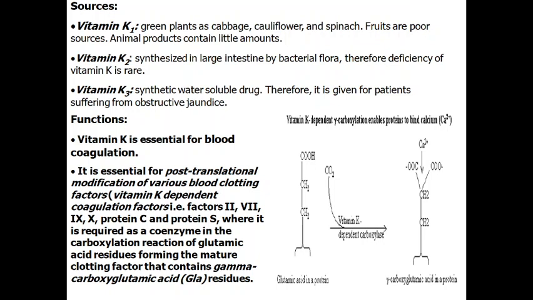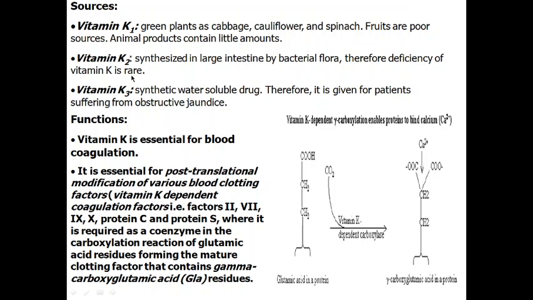What are the different sources of vitamin K? Vitamin K1, as I mentioned, is present in green plants such as cabbage, cauliflower, and spinach. Fruits are poor sources. Animal products contain little amounts of vitamin K1. Vitamin K2 is synthesized in the large intestine by intestinal bacterial flora.